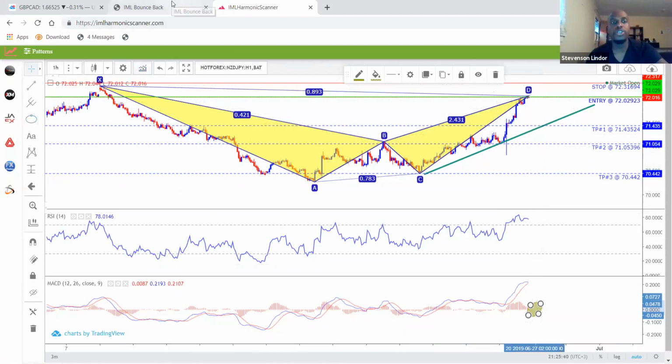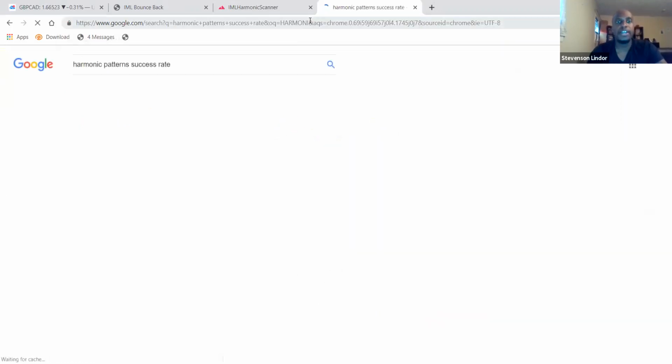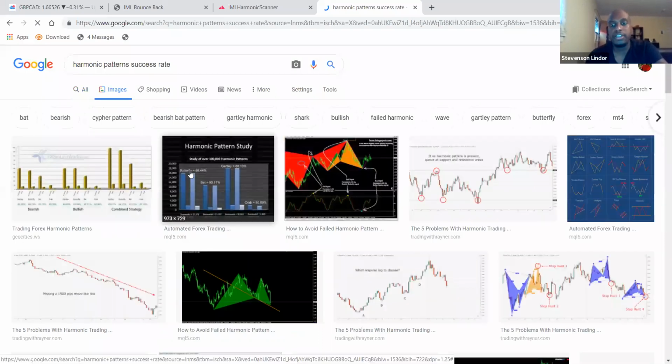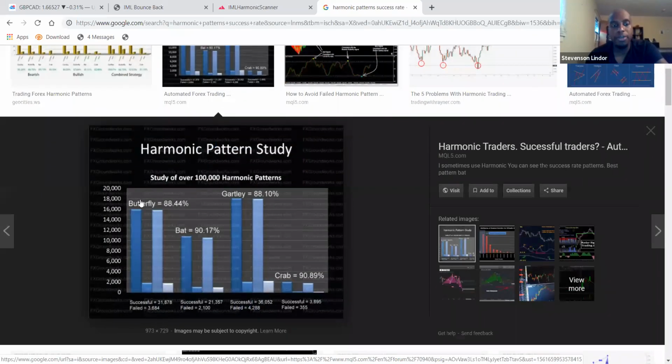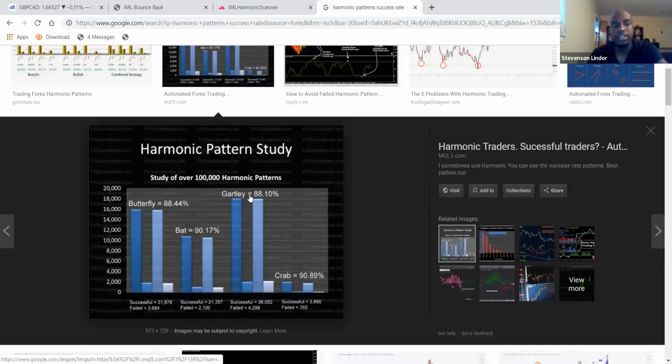Another thing you want to also consider when using the harmonic scanner, success rate. Yes, that's right. There's certain patterns in the market that you want to confirm, right? So there's different type of patterns. You have the bat patterns, you have the deep patterns, you have sharks, you have butterflies, all these type of patterns. I want to take the highest one with success rate. So the butterfly, 88%, the bat, 90%, the Gartley, 88%, the crab, 90%. These are the 4 that I really want to focus on.